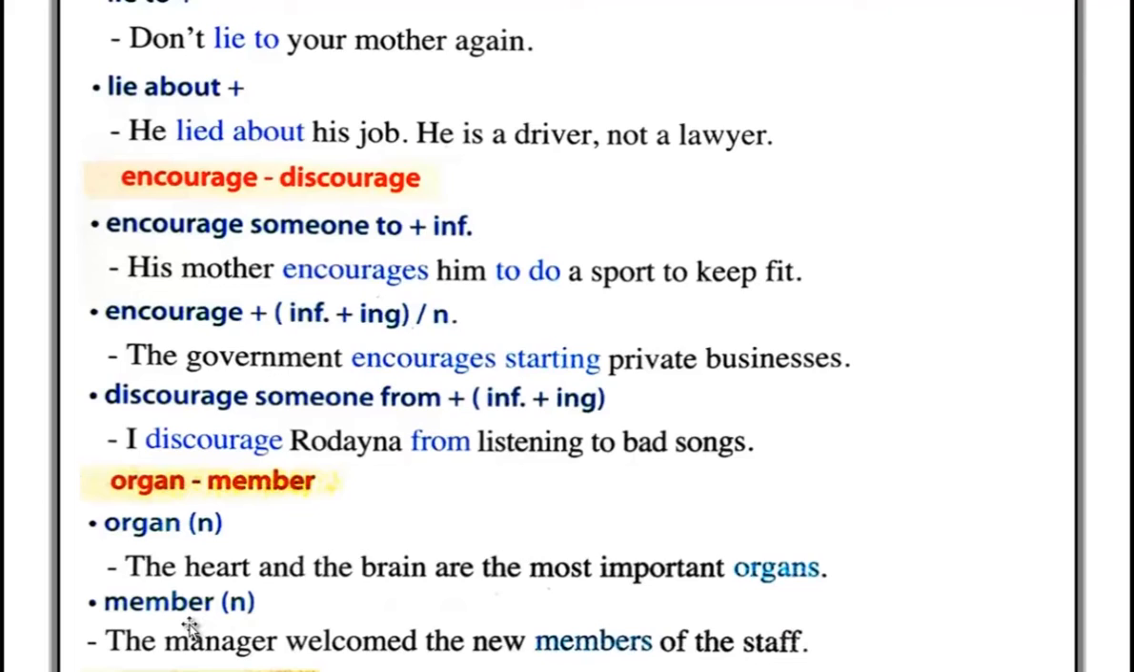As for member, a person, an animal, or a plant that belongs to a particular group. The manager welcomes the new members of the staff. The new members of the staff, for example, the members of the English staff, I mean the teachers of the English staff.